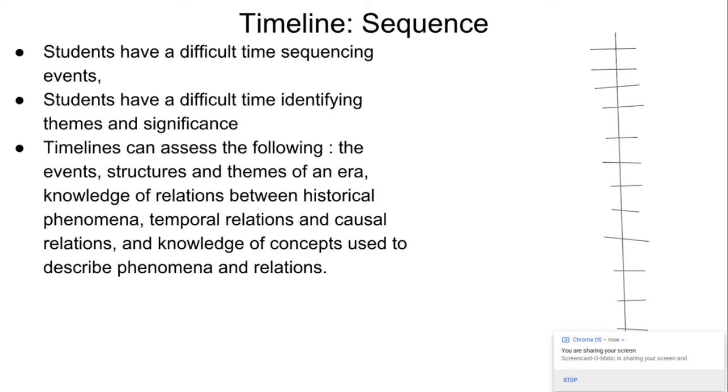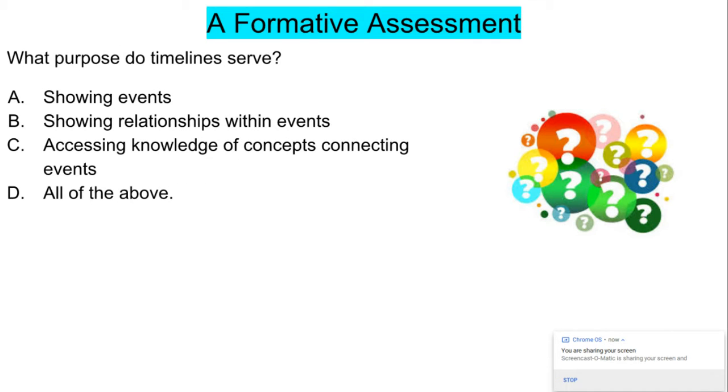Last one, timeline. You would use timelines to sequence. This article noticed that students have a difficult time sequencing events, and that students have a difficult time identifying themes and significances of the events. Timelines can assess the following: the events themselves, structures and themes of the era, knowledge and relationships between historical phenomena, temporal relations, causal relations, and knowledge of concepts used to describe phenomena and relations.